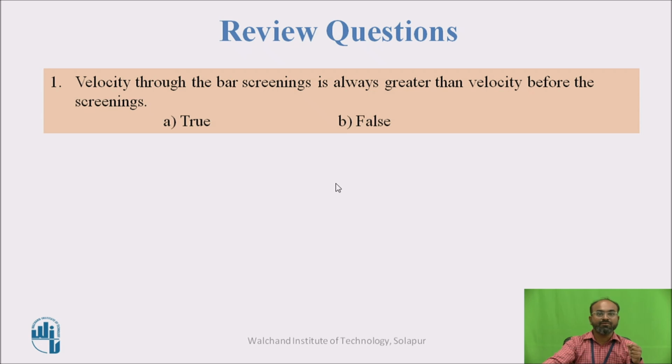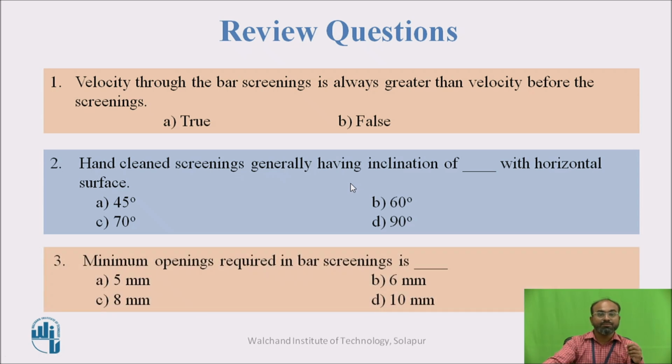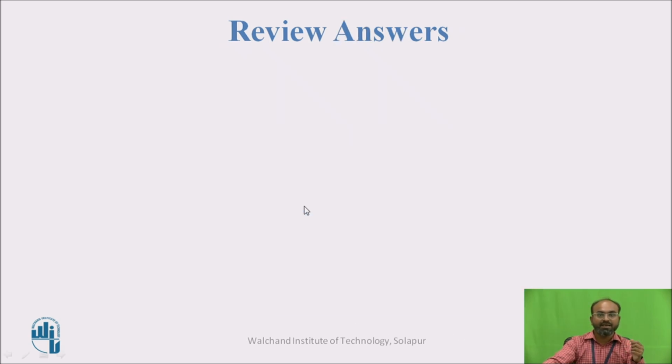So let us have a few review questions. The first one is, velocity through bar screenings is always greater than that of velocity before the screenings. True or false? The next MCQ is, hand cleaned screenings generally have an inclination of dash with horizontal surface. And another MCQ is, minimum openings required in the bar screenings are. So what is the correct answer?